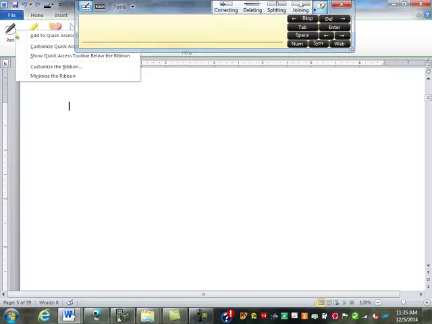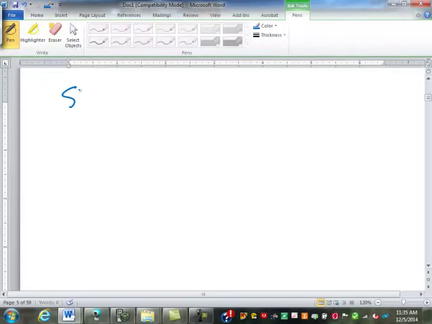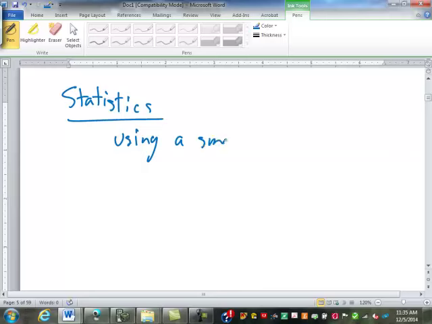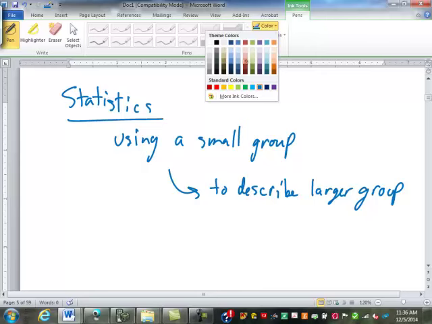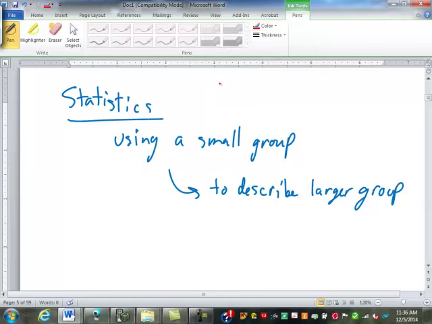Well, statistics is nothing more than using a small group to describe a larger group. Now, in statistics, that larger group is what we call a population. That is the group of items that we wish to learn about, that we want to know something about.